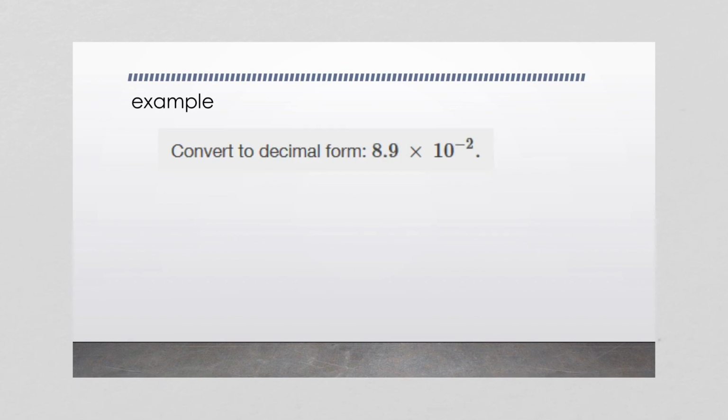All right, so now we've got 8.9, but this guy is a negative number. That means that this decimal is going to move to the left 2 places, 1, 2, and so I need to fill in the values with zeros, and so this would be 0.089.